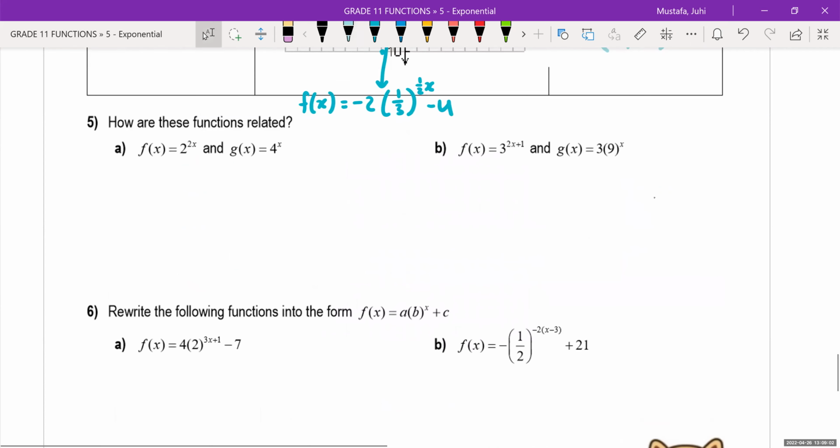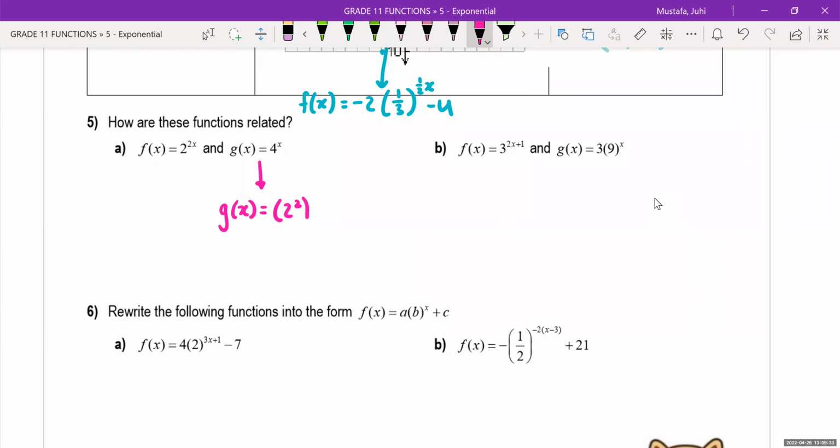All right, question number 5. How are these functions related? I really just wanted to draw your attention to the stuff we did in the beginning of the unit. You're allowed to change functions and write them differently. So here I have f of x is equal to 2 to the power of 2x, but we can actually rewrite this as g of x is equal to 4 to the power of x, where the number 4 can be rewritten as another power. So what can we replace the 4 with?